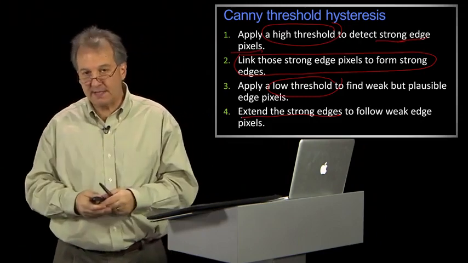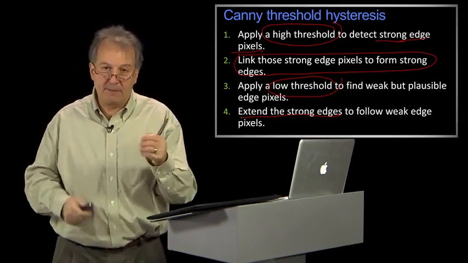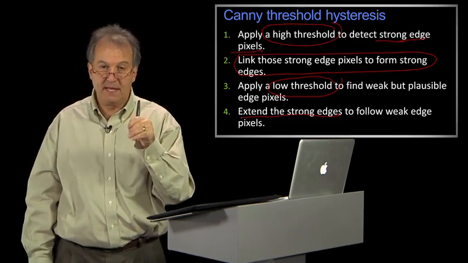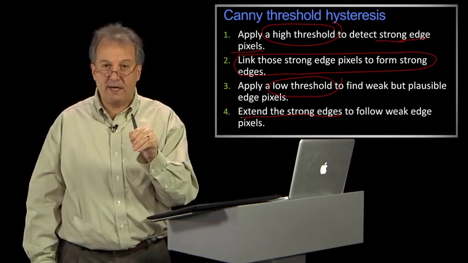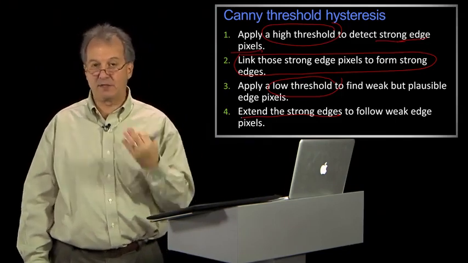The assumption here is that all edges that I care about will have some strong pixels in them, and then I might have to continue through a weak area, but the edge got initiated by the strong detections.